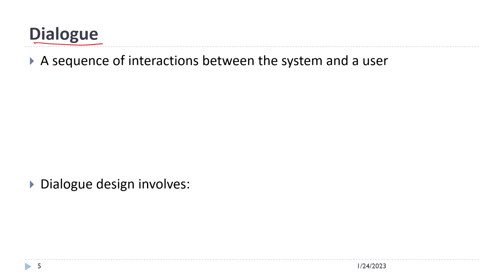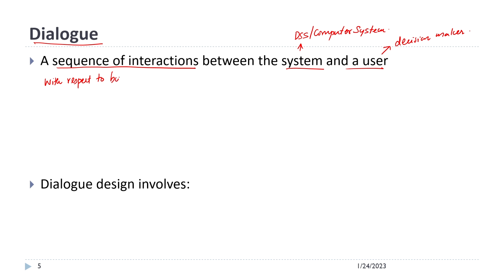In very simplistic terms, it is a sequence of interactions. It is an order of interactions between the system and the user. The system, in this case, we can talk about the DSS or a computer system, whatever you want to call it. And the user is a human being. The user here is the decision maker. So, in the sequence of interactions, in a broader sense with respect to business DSS, there are 3 levels of dialogue we can talk about.